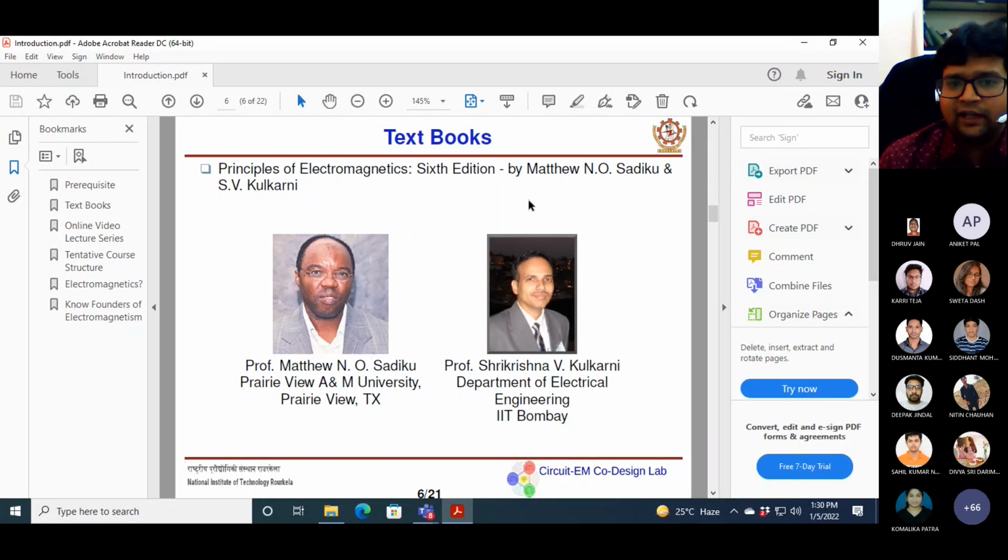So this is the Indian edition, and it has been adapted by S. B. Kulkarni of IIT Bombay. Professor Sadiku mainly wrote this book, and it is one of the good books for the undergraduate electromagnetics course.